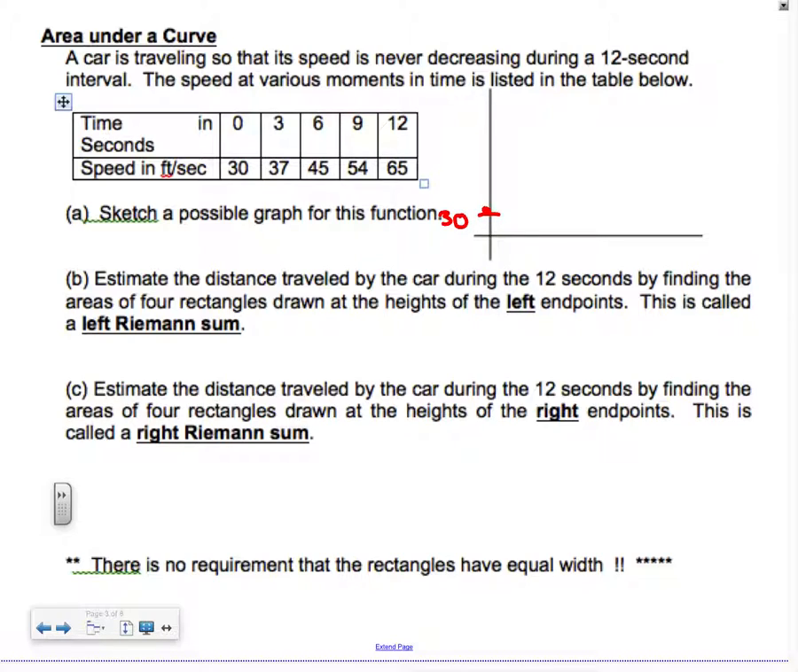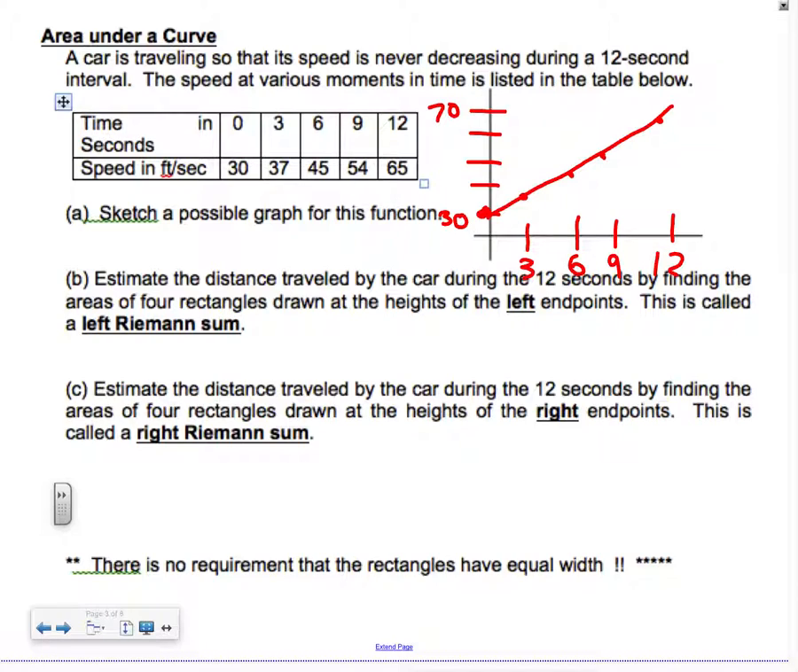So 0 was 30. We're going from 30 to about 70: 40, 50, 60, 70. We'll go by tens. And we're going in intervals of 3, 6, 9, 12. Okay, so 0 is 30, 3 is 37. This is just an estimate. 6 is 45, so 30, 45. 9 is 54. And 12 is 65, so that's up there. All right, so there's my curve, a possible graph. It just looks something like that.